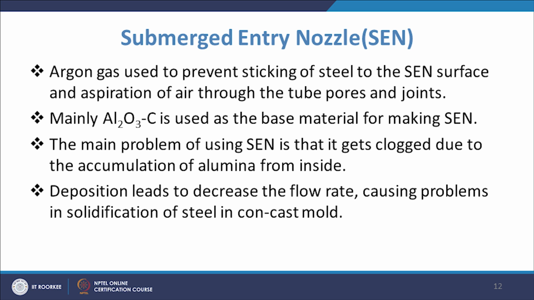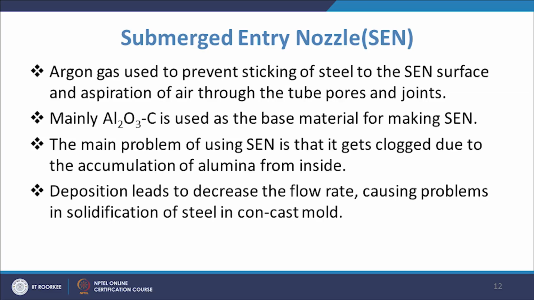Now, coming to the submerged entry nozzle, argon gas is used to prevent sticking of steel to the SEN surface and aspiration of air through the tube pores and joints. So, that is normally the practice, that you are using this argon gas, so that the SEN surface is not stuck to the steel, and also there is no aspiration of air. Mainly Al2O3 and C is used as the base material for making the SEN, and you may also have zirconium oxide; carbon is also used in many cases.